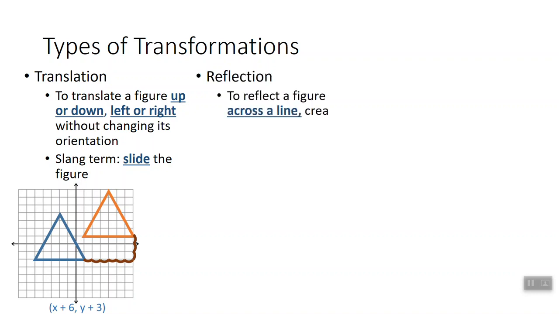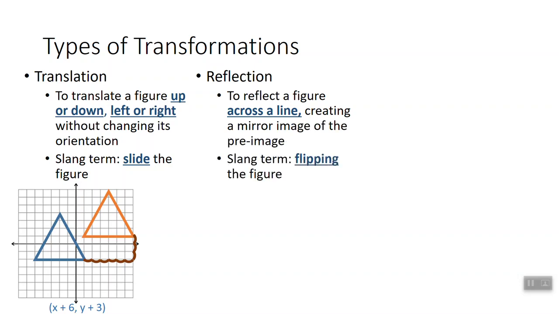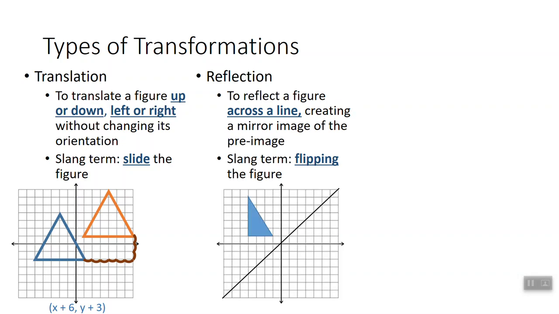A reflection is to reflect a figure across a line, creating a mirror image of the preimage. The slang term we will use is flipping the figure. So now we're going to see a mirror image of this right triangle across the line. If you imagined folding your paper in half across this line, you would be performing a reflection.